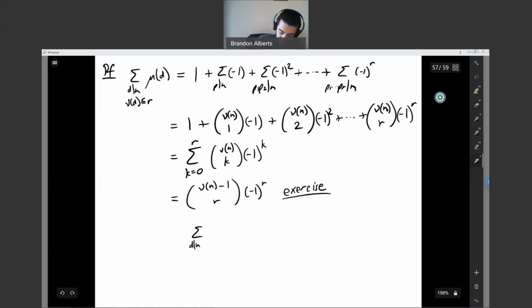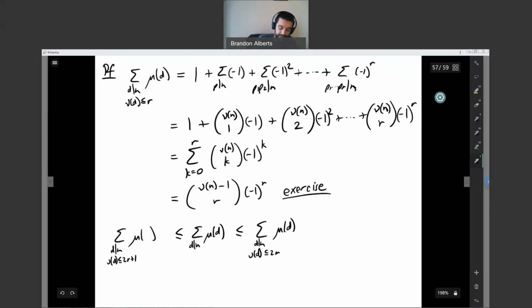Okay, so let's look at the original sum. We know that the original sum is either 1 or 0. And so as long as we don't pick n equals 1, that's equal to 0. And this is going to be bounded between the sum over divisors with up to an even number of prime factors and the sum over divisors with up to an odd number of prime factors. Because the even or odd is going to control the sign of these two sums via this -1 to the r right here.